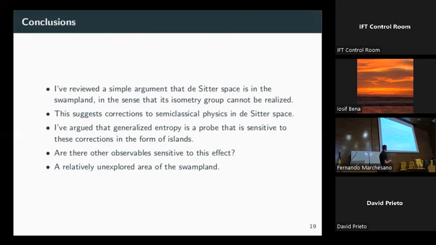But you also might wonder if there are other observables that are also sensitive to this type of effect. And I think this is a relatively unexplored area of the swampland, but I think it can have very important consequences, not just for de Sitter space, but also when we think about black hole physics. So I hope I encouraged and motivated you. This is a problem that I think is worth thinking about.